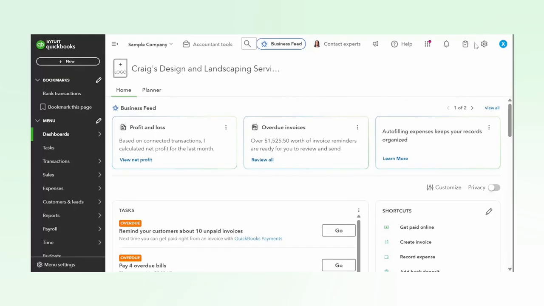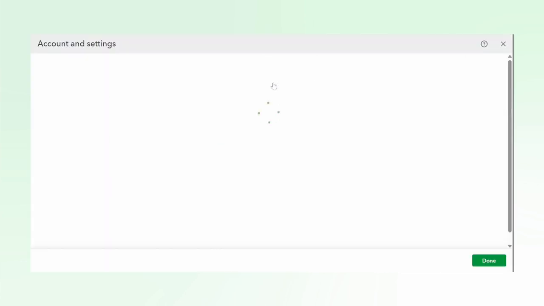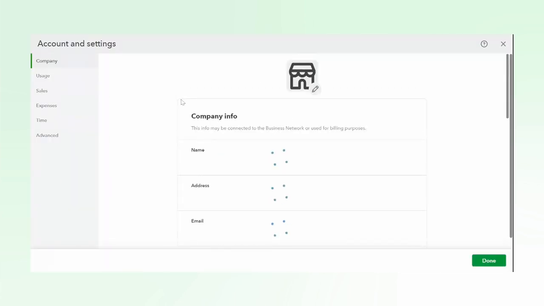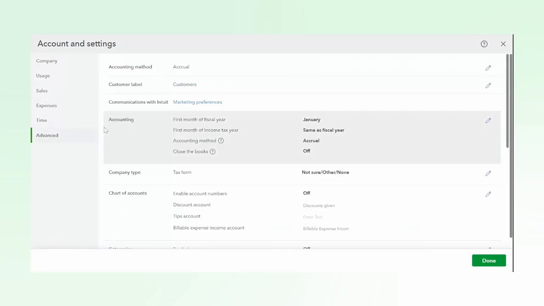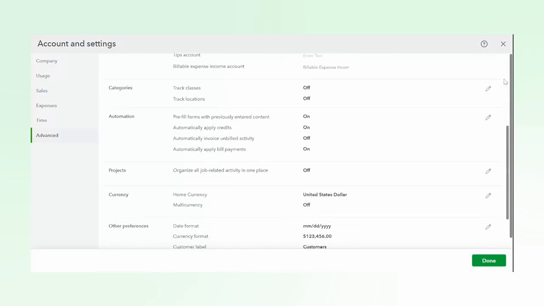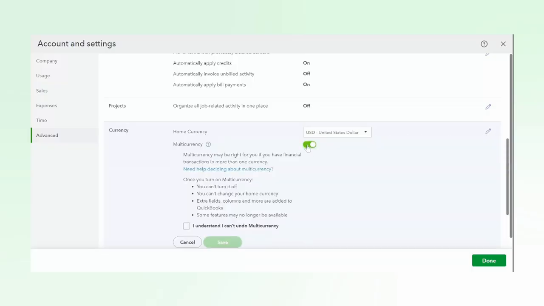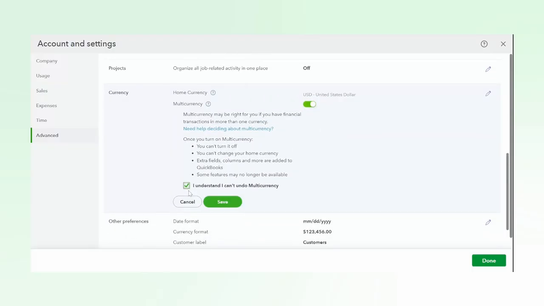Now, the next difference is going to be multi-currency. In Canada, the default home currency is CAD. But most Canadian businesses turn on multi-currency because of frequent cross-border trade with the US. In the US, the default home currency is USD, with optional multi-currency support for international businesses. The takeaway here is that multi-currency is more common in Canada, but both versions do accommodate this feature.